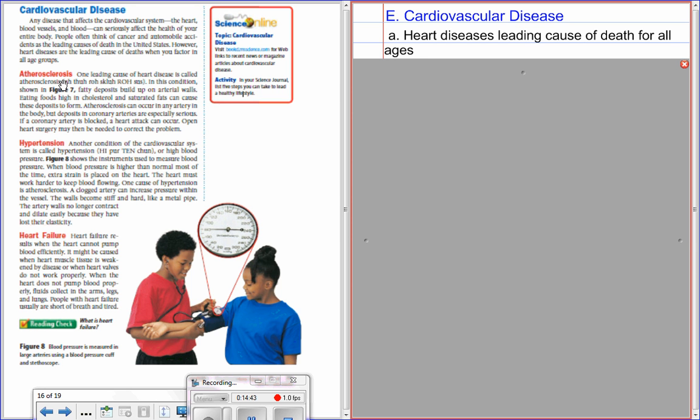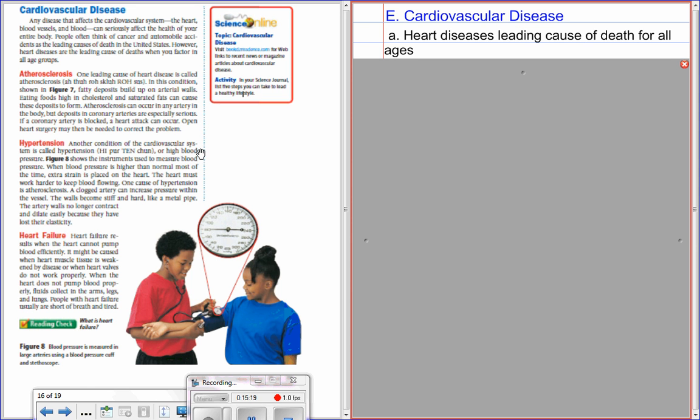One leading cause of heart disease is called arteriosclerosis. I feel really silly. I'm not even saying it. In this condition, shown in Figure 7, fatty deposits build up on arterial walls. Eating foods high in cholesterol and saturated fats can cause deposits to form. Arteriosclerosis can occur in any artery in your body, but deposits in coronary arteries are especially serious. If a coronary artery is blocked, a heart attack can occur. Open heart surgery may then be needed to correct the problem.